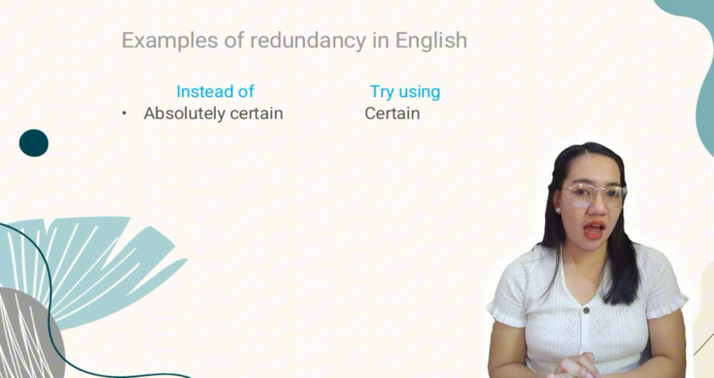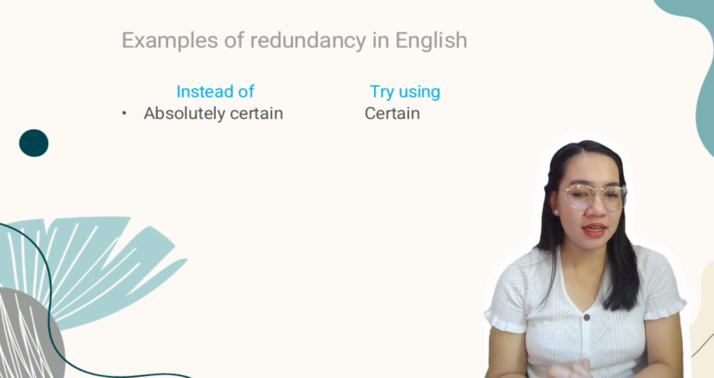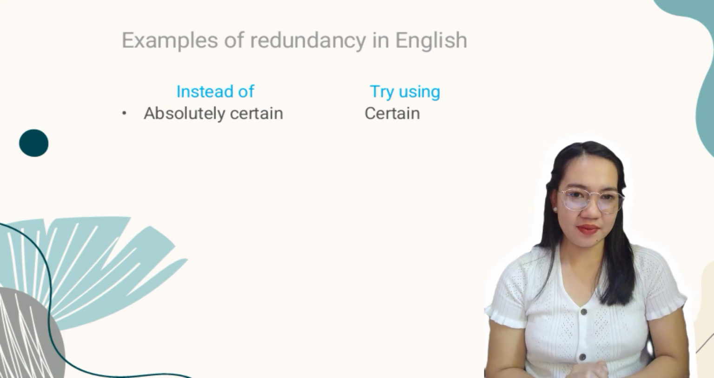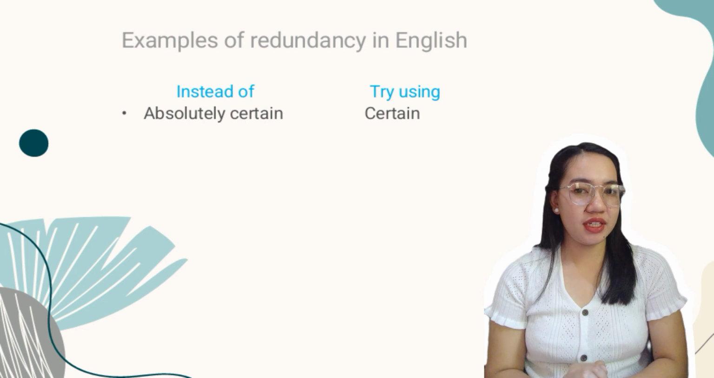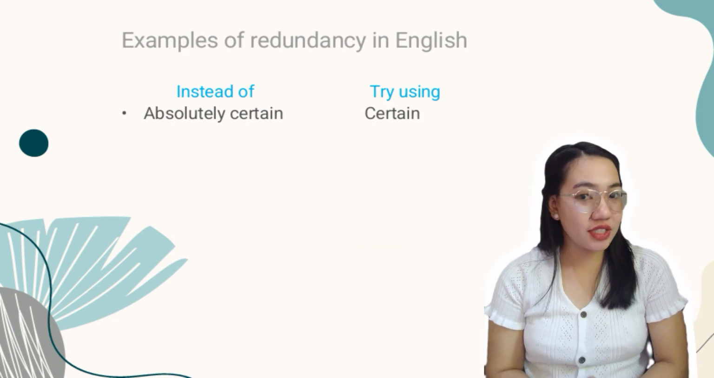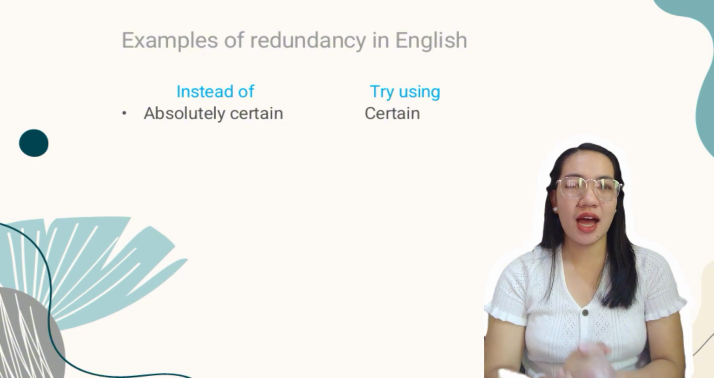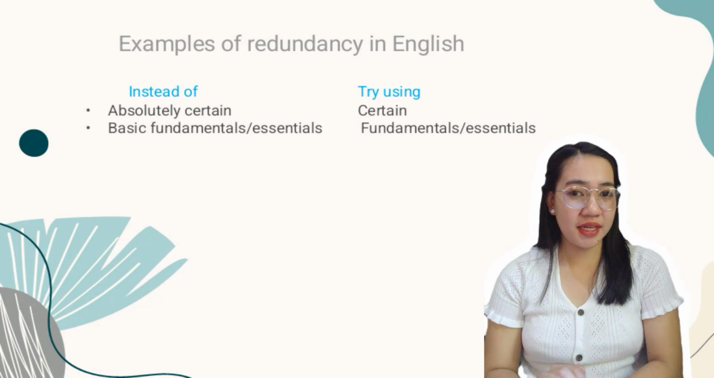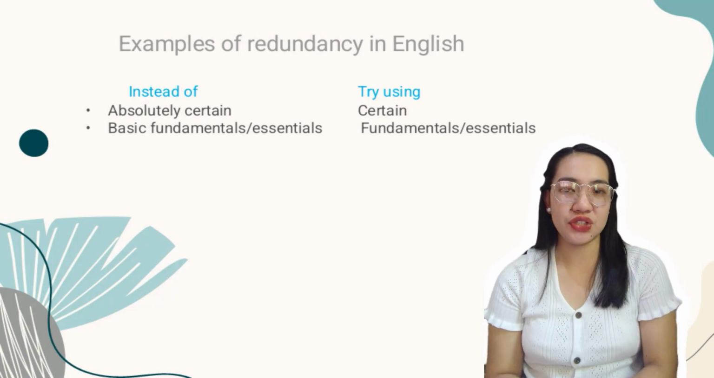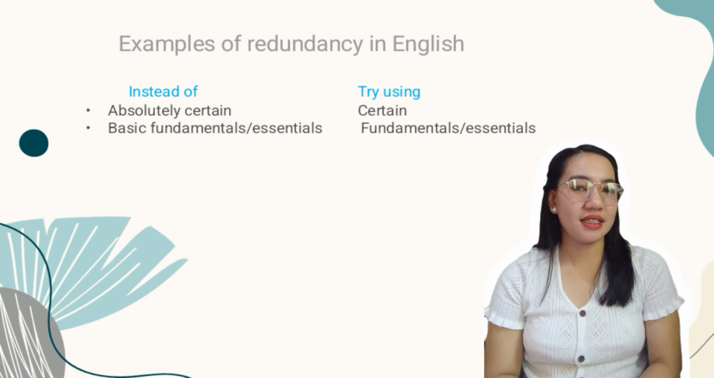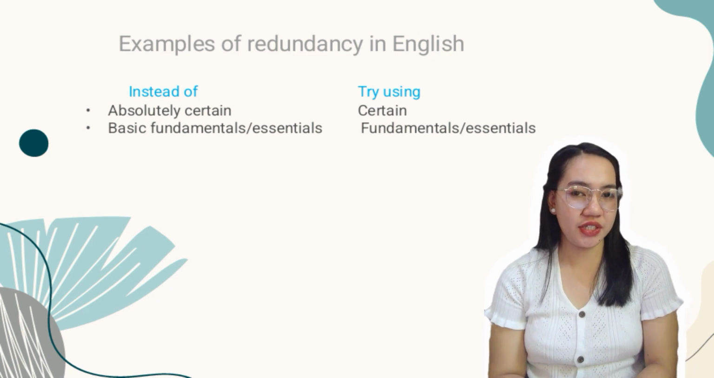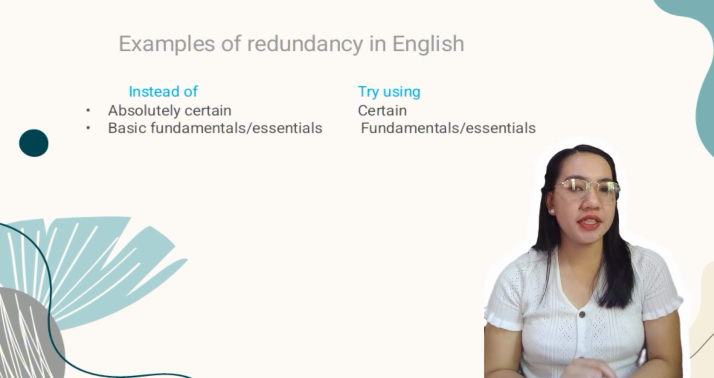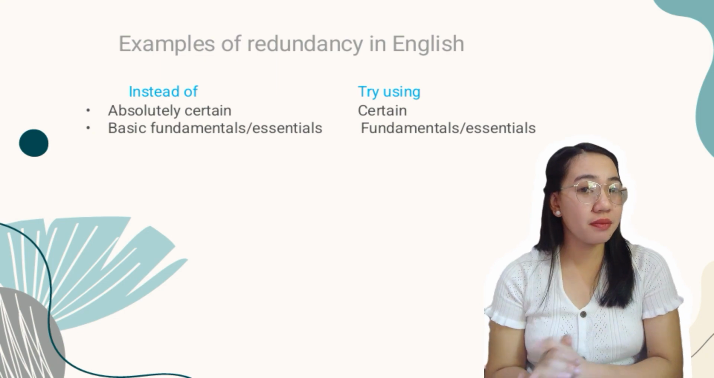One of them is absolute certain. Instead of using absolute certain, use certain. Someone who is certain or sure is already without doubt, and you must abandon the word absolute in such usage. Another one is basic fundamentals or basic essentials. Fundamentals and essentials are by nature elementary. So, remove the word basic from each phrase because basic means essential.